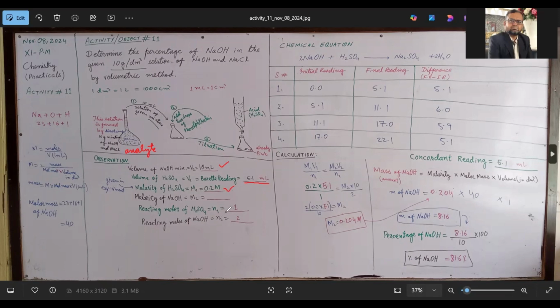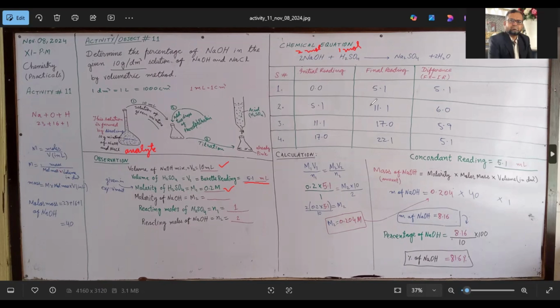Reacting moles of sulfuric acid, we can see from the balanced equation. If nothing is written, it means it is 1 mole. 1 mole of sulfuric acid reacts with 2 moles of sodium hydroxide. So the reacting moles of sulfuric acid, N1, is equal to 1, and the reacting moles of sodium hydroxide, N2, is equal to 2.